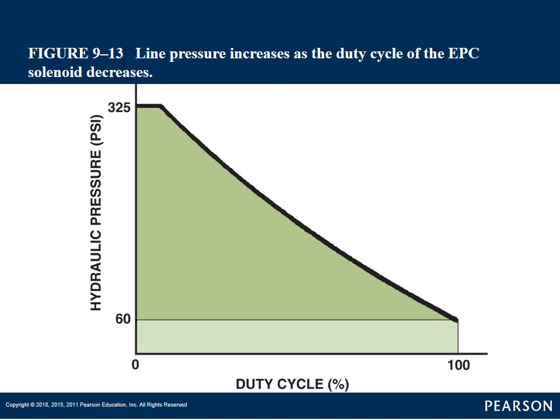Here's kind of a duty cycle, hydraulic pressure. As duty cycle changes, hydraulic pressure changes. Okay? Usually, as duty cycle increases, pressure decreases. Okay? As the duty cycle decreases, line pressure increases. This is how it is on the vast majority, if not all, pressure control solenoids.